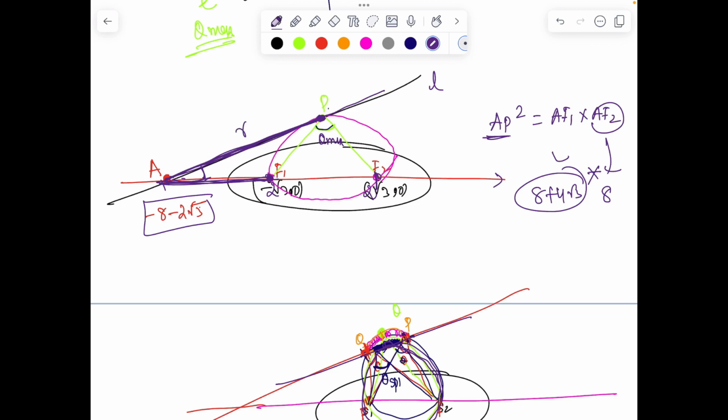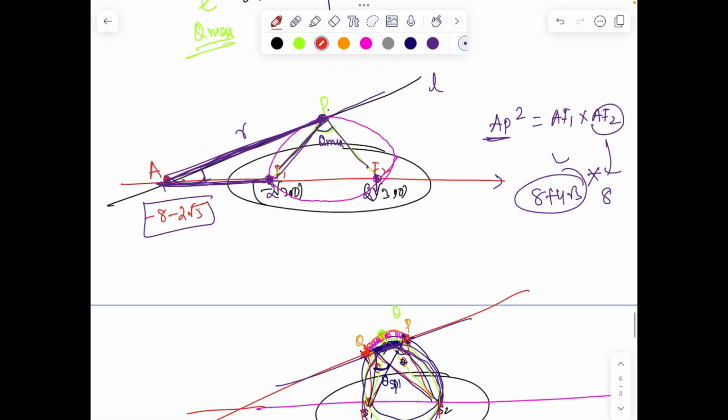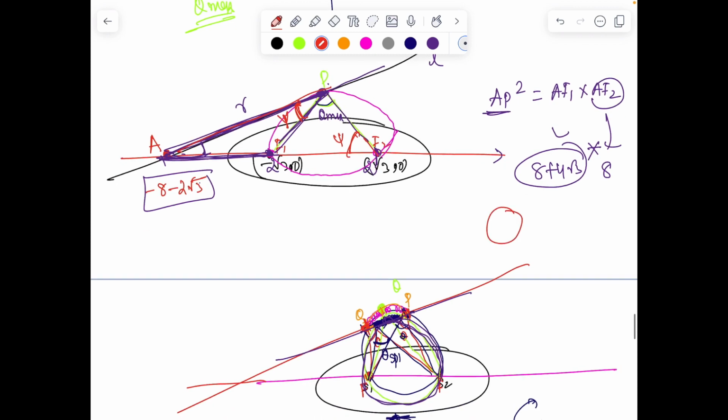Once you know AP, you know this distance R, H plus R cos theta and K plus R sin theta. You will easily get point P. But once you know point P, again you can calculate this distance, find the ratio and get the answer. But is there any special way in which I can escape the point P calculation? Of course, yes. As you can see, since this line is behaving like a tangent, if this angle AP F1 is psi, then this angle is also psi. This is because of the alternate segment theorem, and that can be proved very easily.